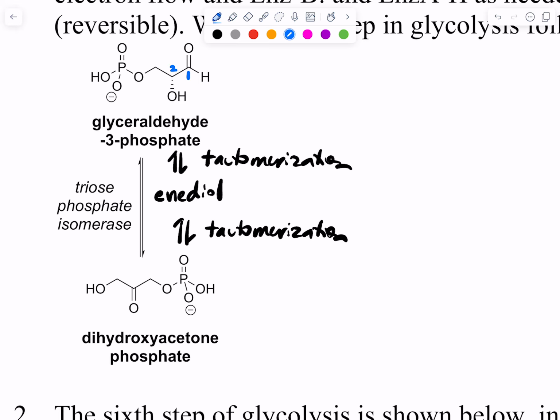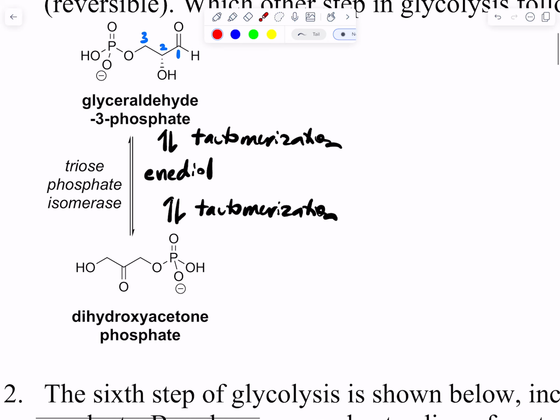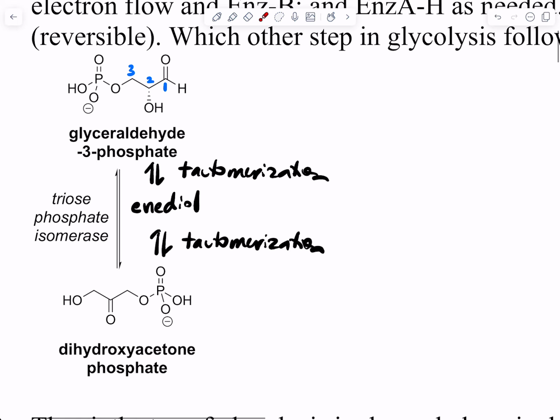Let me give you a couple of hints. I'm now no longer numbering these according to which carbons they were from glucose. I'm just numbering them so you can see which carbon in dihydroxyacetone phosphate becomes which carbon in glyceraldehyde phosphate.